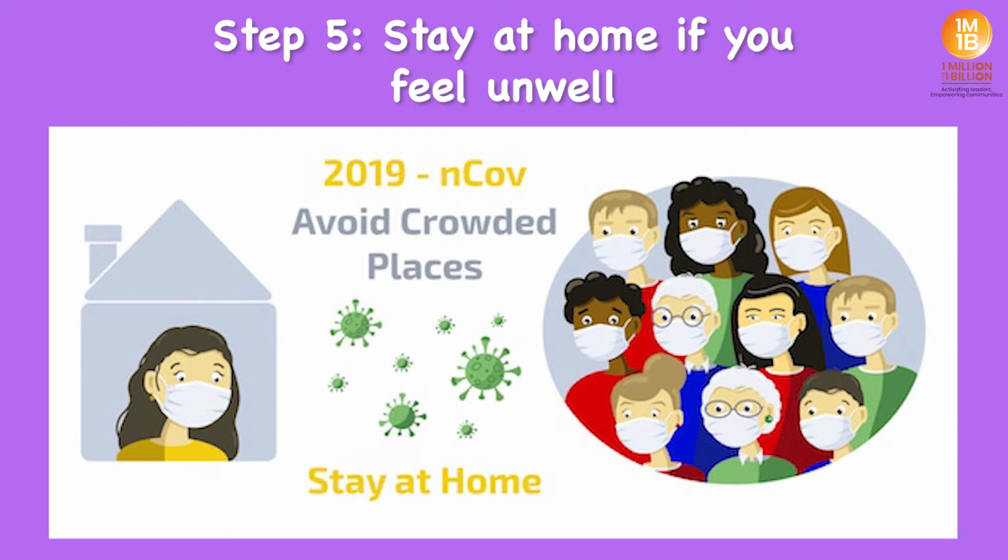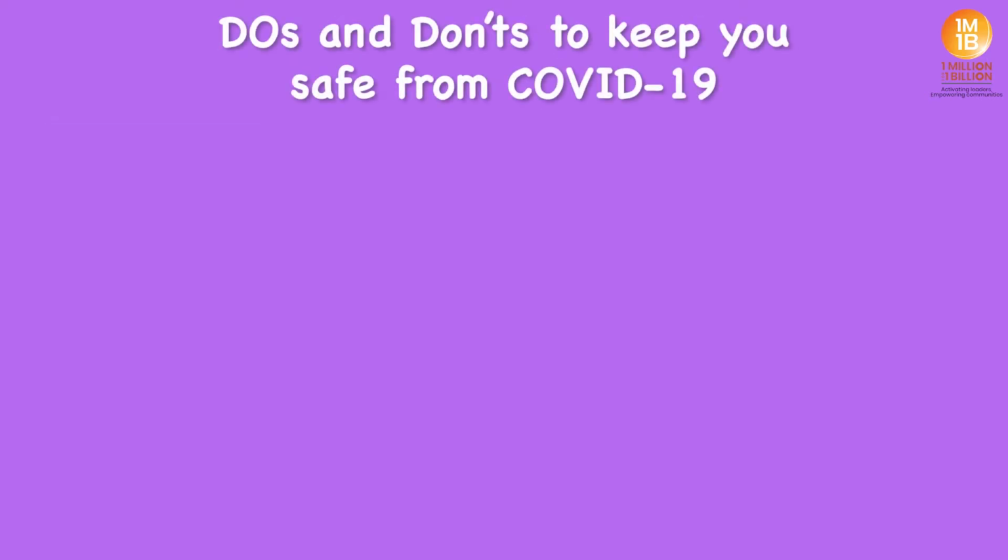Staying at home is the best mode of protection as it will limit your interaction with those outside immediate family. The virus spreads in close contact and people with symptoms are most contagious. This measure is aimed at trying to cut down the amount of virus spreading around and ultimately protect the most vulnerable, including the elderly and people with weak immune systems. Now let us look at a video to understand the do's and don'ts to keep you safe from COVID-19.